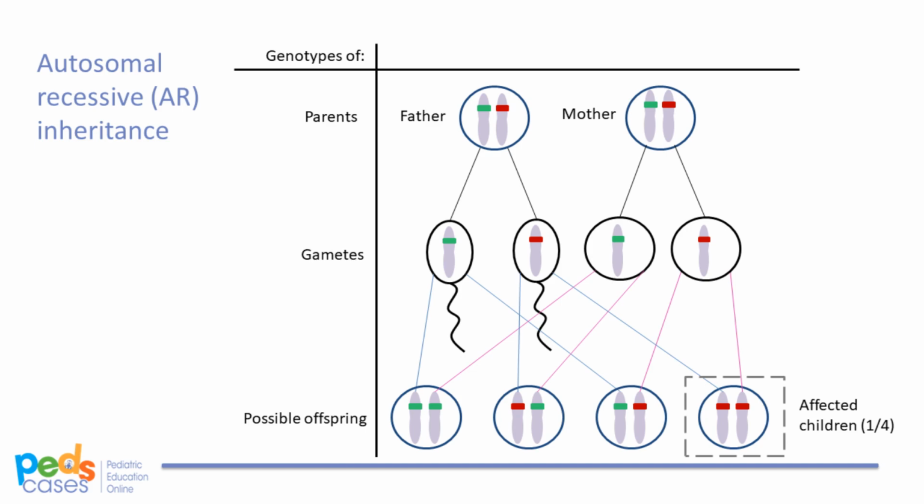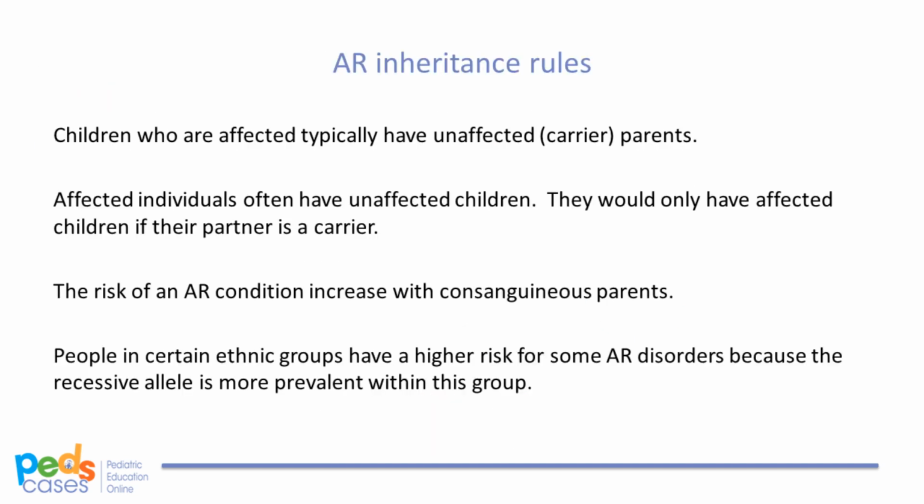There is a 25% chance that their child will receive 2 copies of the pathogenic recessive red allele, which means that they will be affected. In autosomal recessive genetic conditions, children who are affected typically have unaffected carrier parents. Affected individuals also often go on to have unaffected offspring. An affected individual can only have affected children if their partner is a carrier.